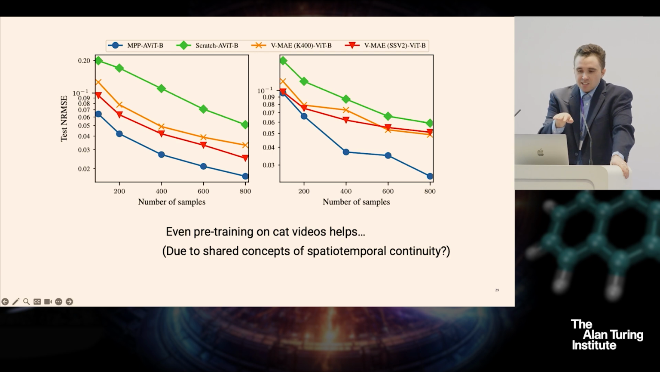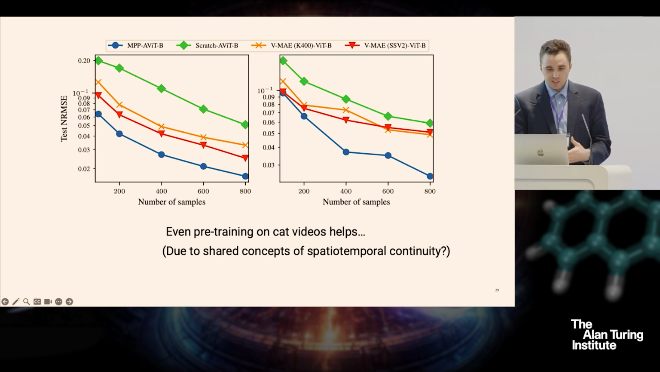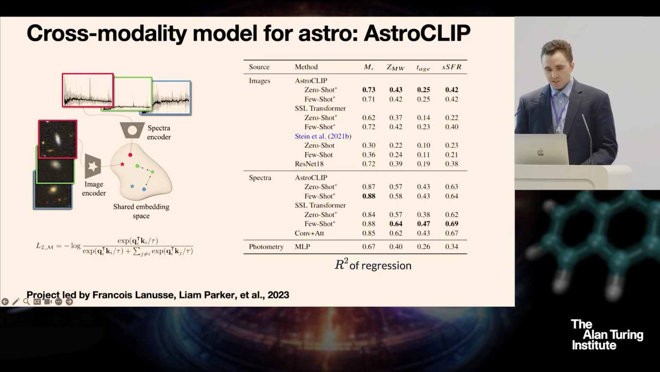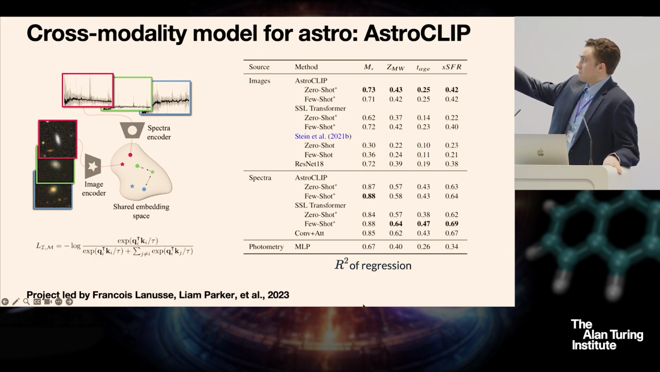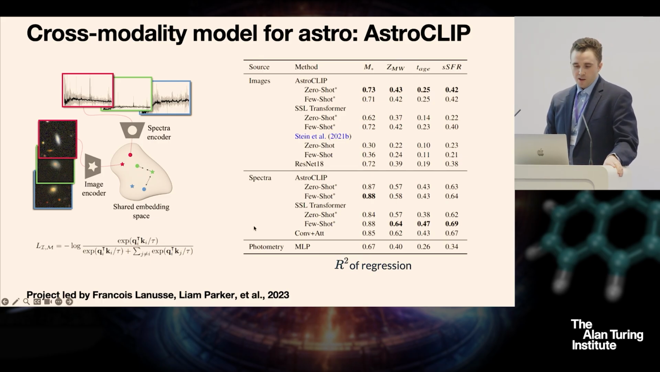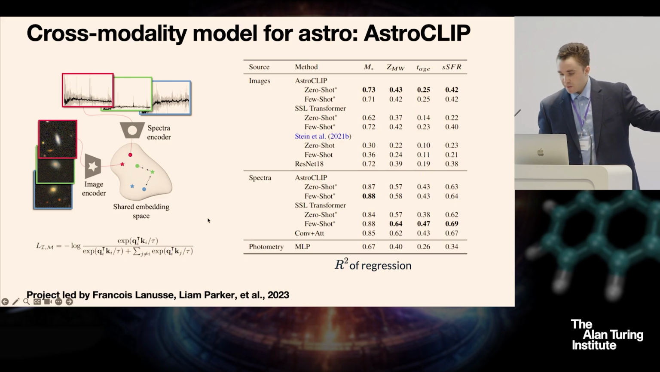So we found this very promising, and it pushed us forward. We did AstroCLIP, Astro Model 2. This was just contrastive learning on images and spectra, and then you adapt from the embedding space.